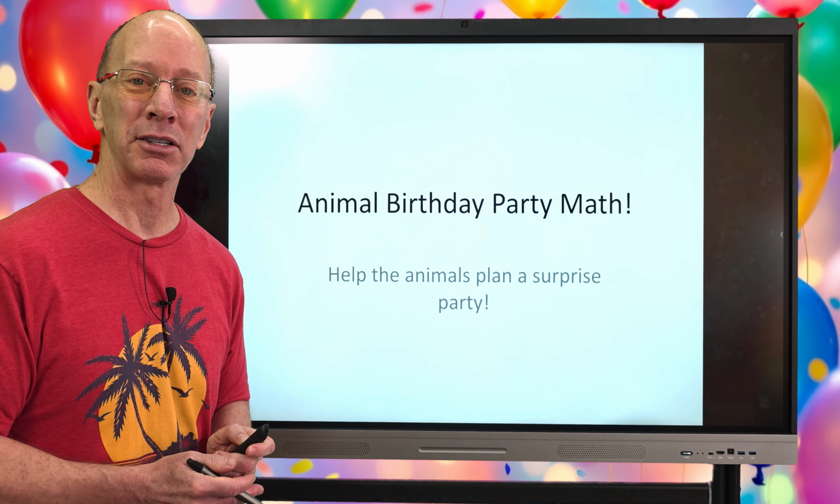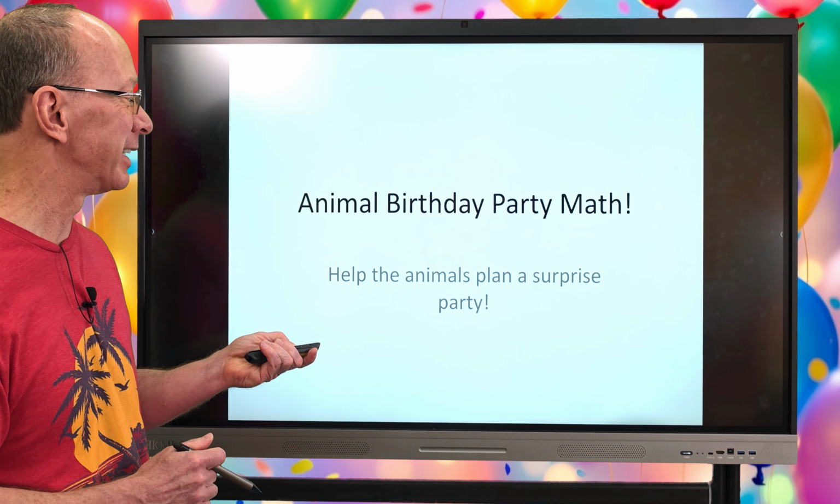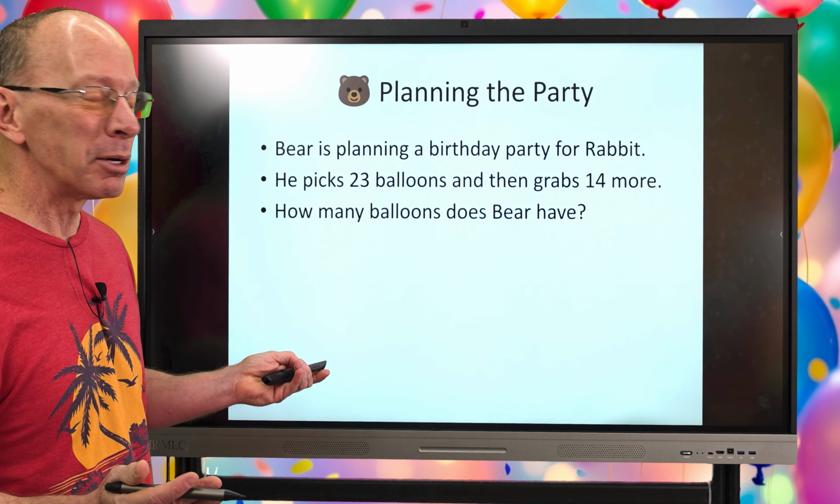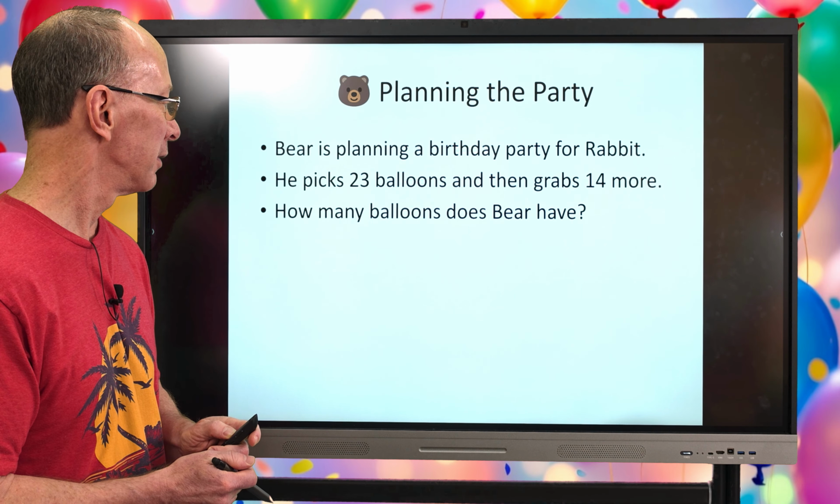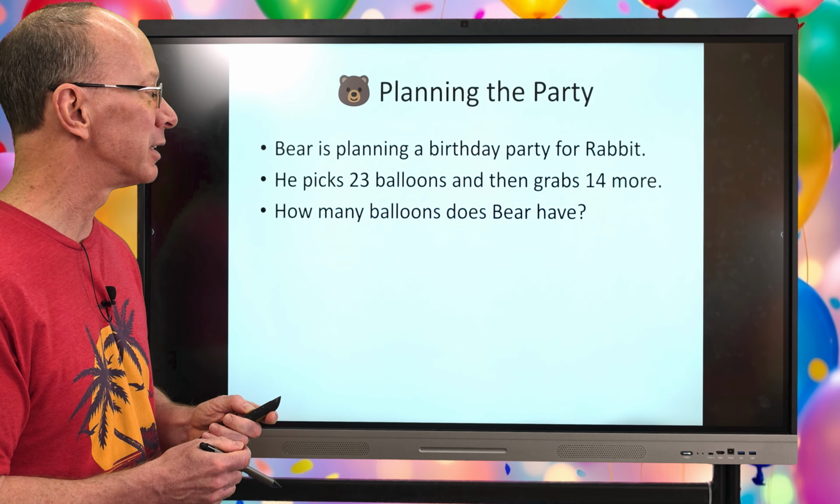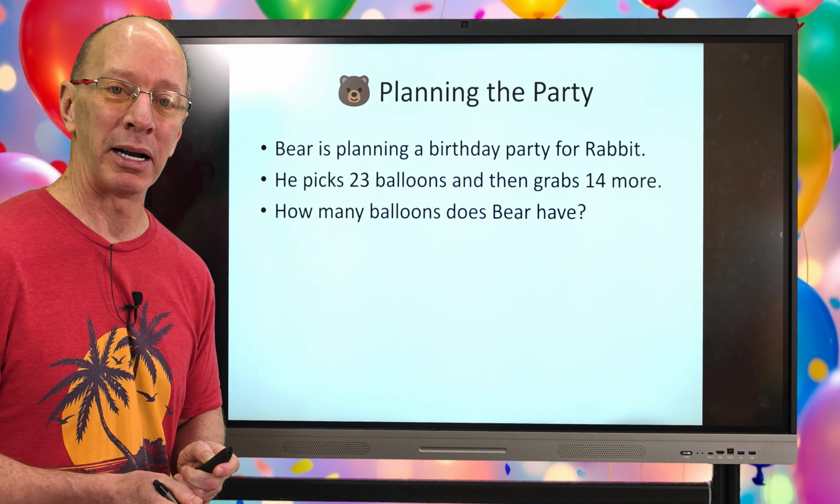Today we have some math story problems relating to an animal birthday party. All right, let's go ahead and begin here. Planning the party. Bear is planning a birthday party for Rabbit. He picks 23 balloons and then grabs 14 more. How many balloons does Bear have?